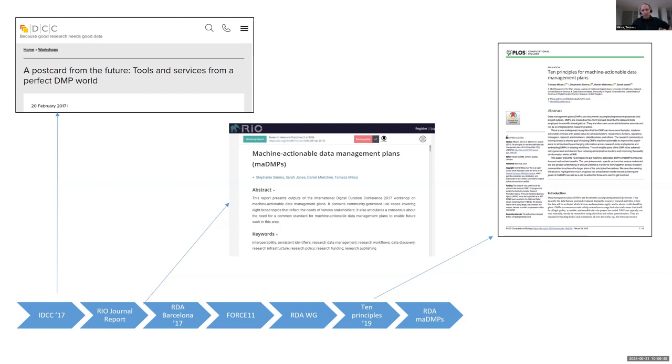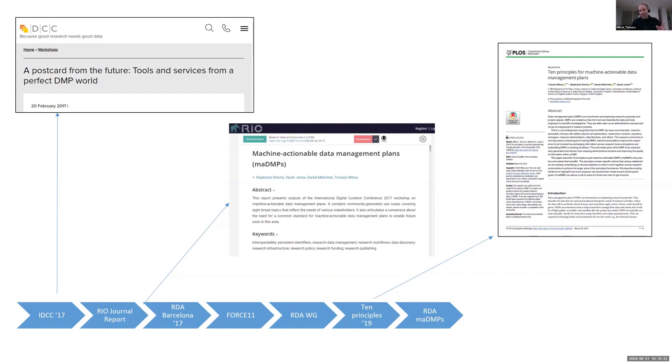At IDCC 2017, we had a workshop where we talked about how many things don't work well in DMPs. We should do something different about them. And we talked about integrating tools and services and making better use of information that we already keep somewhere else. And we came up with a report, published in the RIO Journal, that we need machine actionable data management plans. And in the same year, there was an RDA plenary in Barcelona and a FORCE11 meeting.